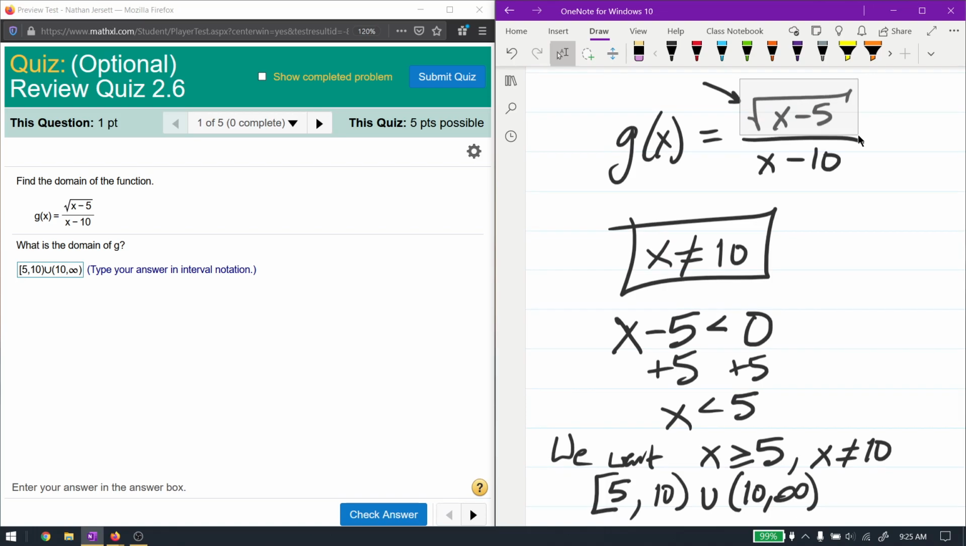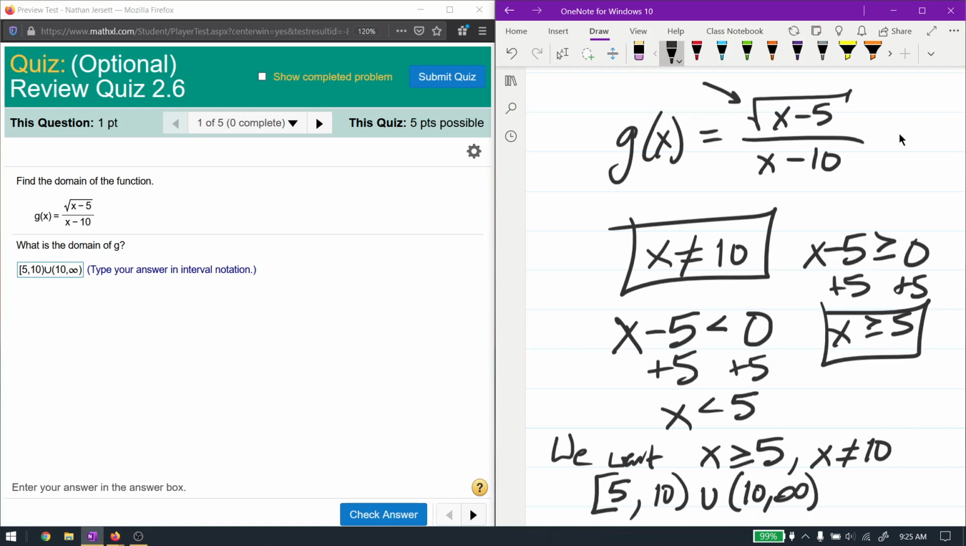So in other words, when is x minus 5 equal to 0 or greater? You could say x minus 5 must be greater than or equal to 0. Well, then you just solve it the same way, and you get x greater than or equal to 5. These are the values that must be included. What I found here was what values must be excluded. So it's just a different way of thinking about it. Either way will get you the right answer as long as you understand what you're looking at.